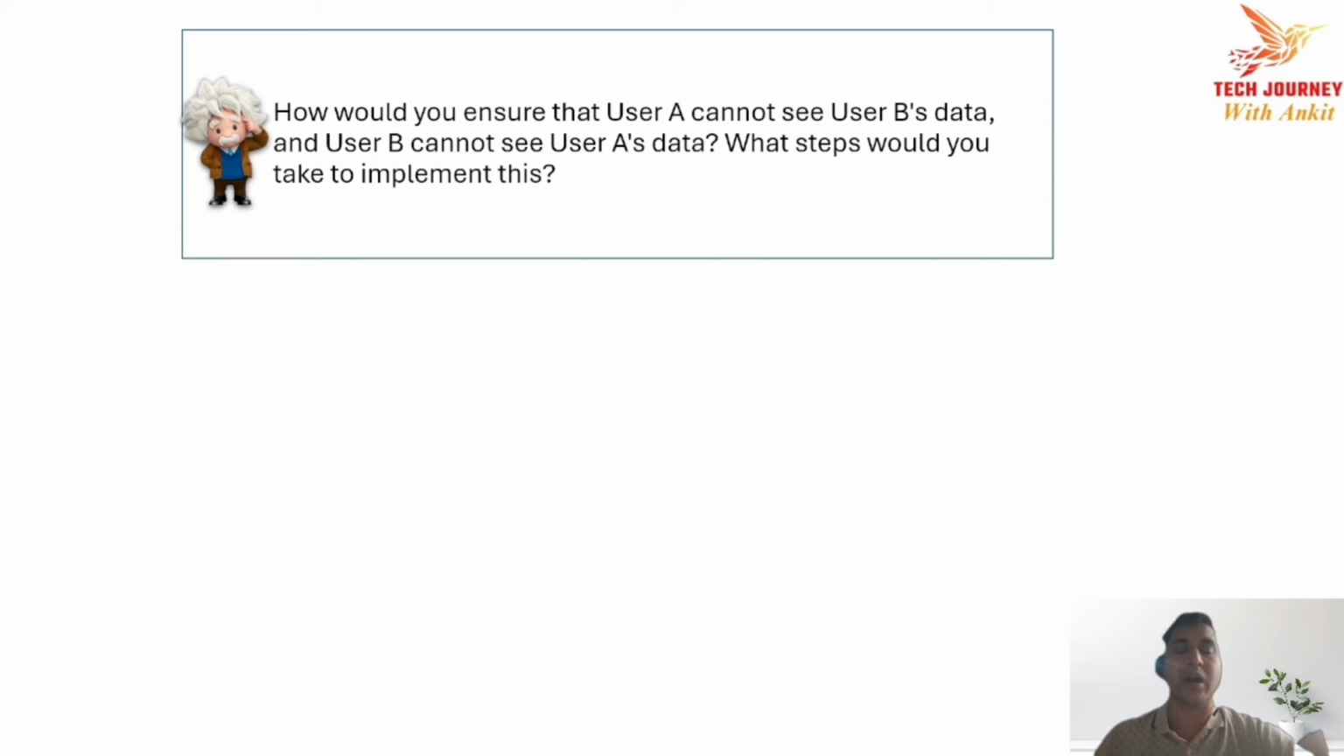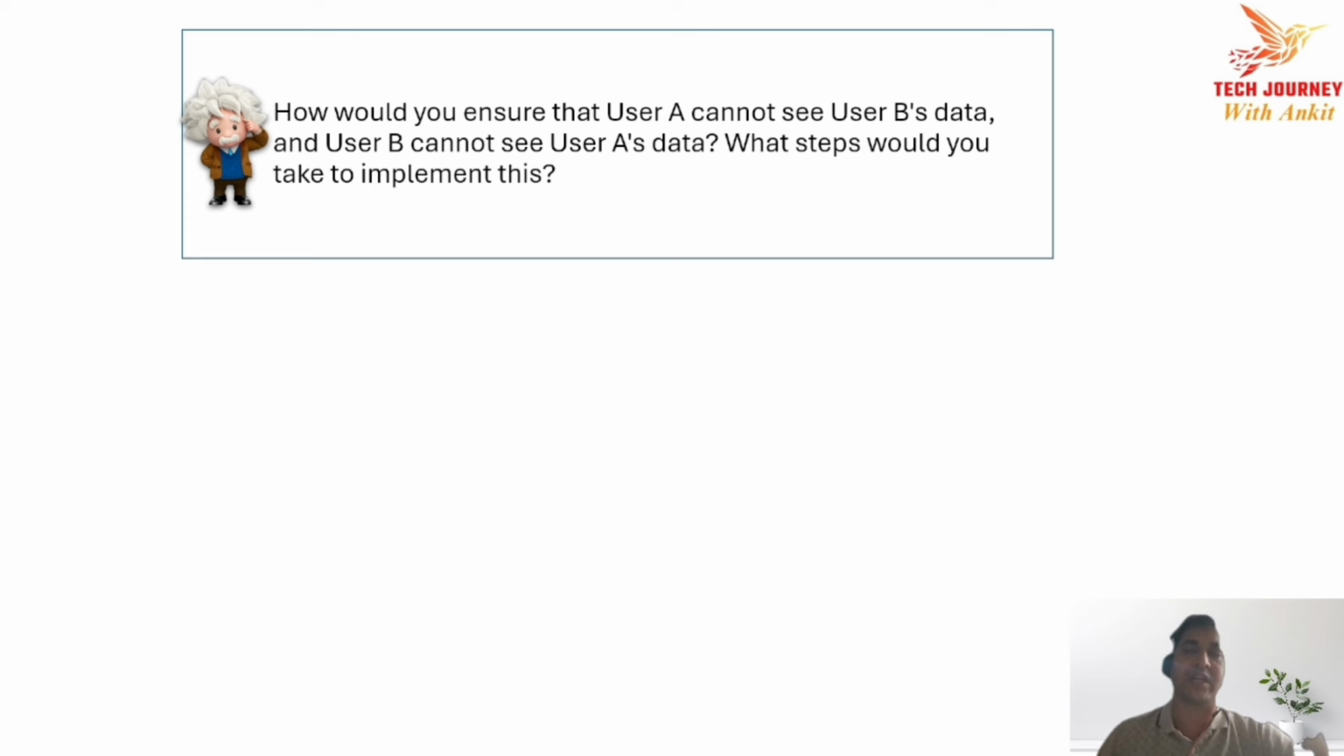Next question: how do you ensure that user A cannot see user B's data and user B cannot see user A's data? This is again one of the most frequently asked questions to evaluate your understanding of security in Salesforce, where they have 2 different personas or users, and they don't want each other to see the records. Again, how do you go and design the system?